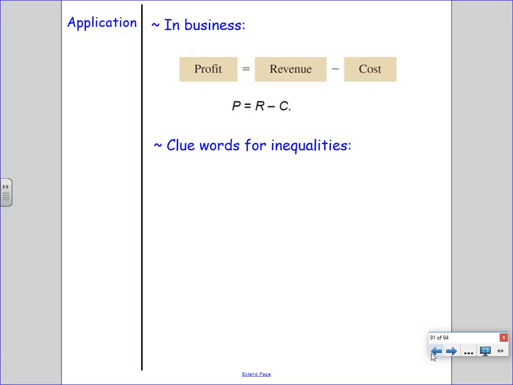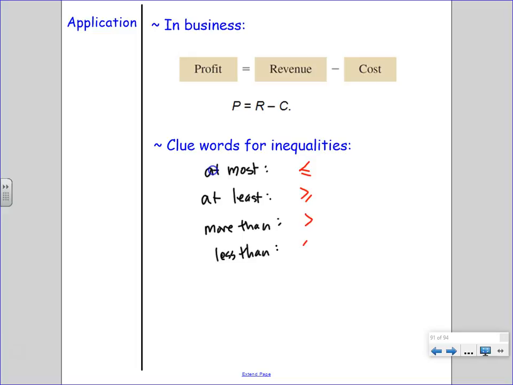And what are clue words for inequalities? At most. At least. More than. Less than. What inequalities would you put for at most? At most, there is a highest, so it's below. At least, there is a lowest, so it's above. Greater than, less than.